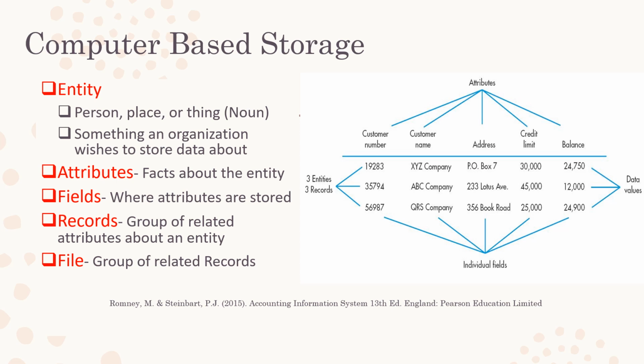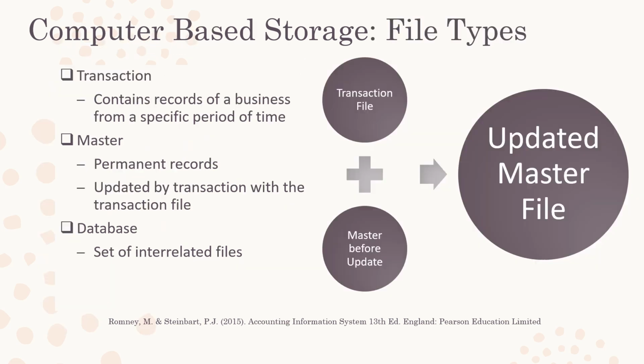And then we have also file. A file is a group of related records. So here, this is a file of the customer. We have three records of the customer with each of their attributes. And when it is in Excel, the attribute is per column, while the record is per row. A file is a group of related records.